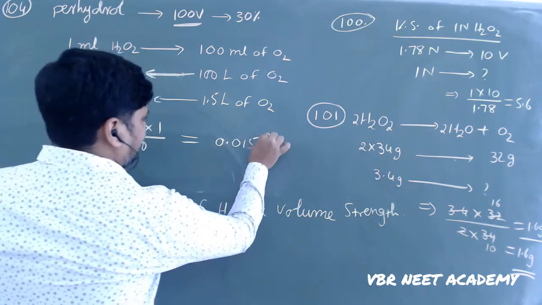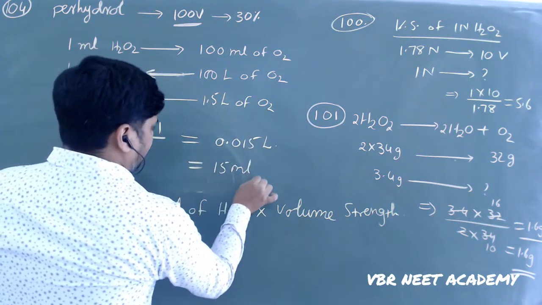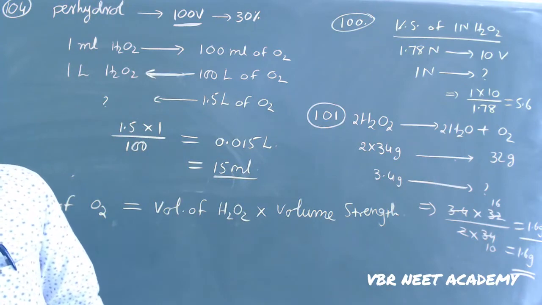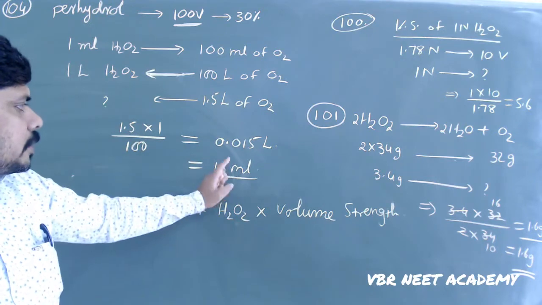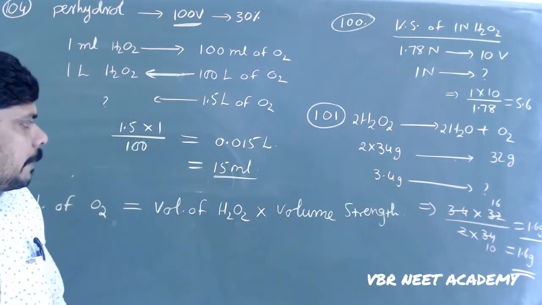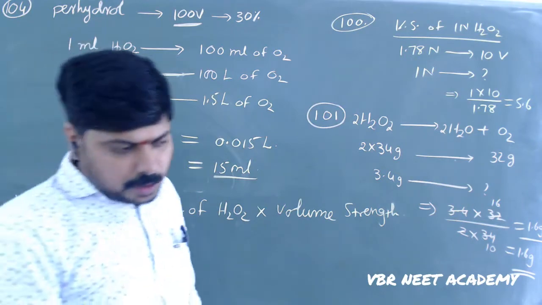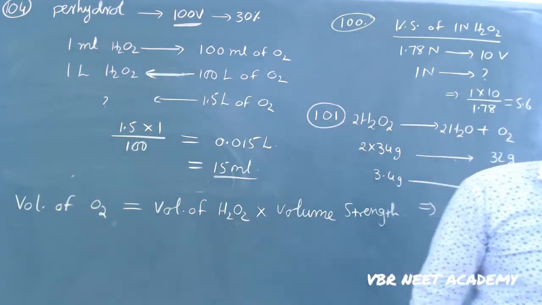0.015 liters, which is equal to 15 ml. So 1.5 by 100 is nothing but 0.015. So it is going to be equal to 15 ml. So that's why the answer is 15 ml. Question 104 once again.